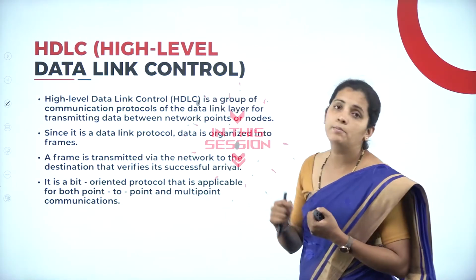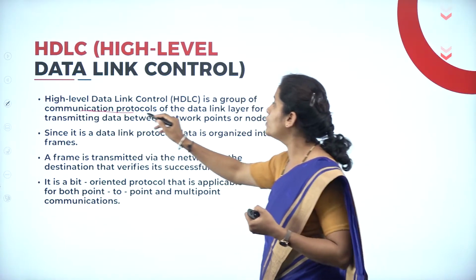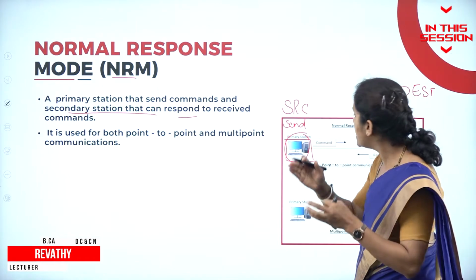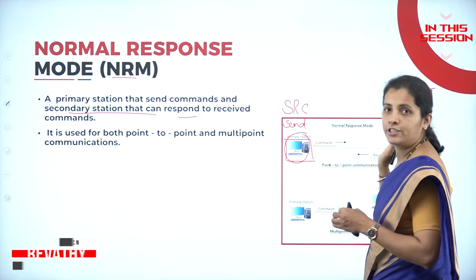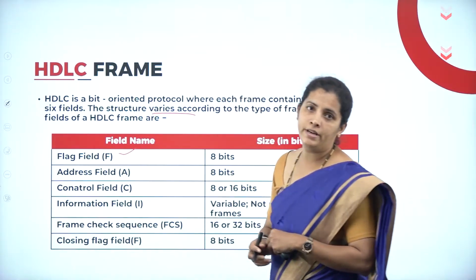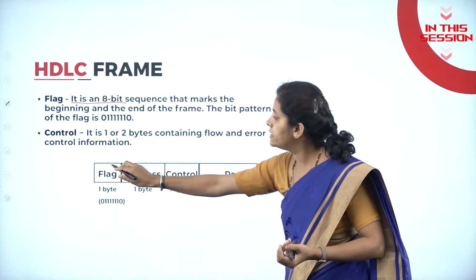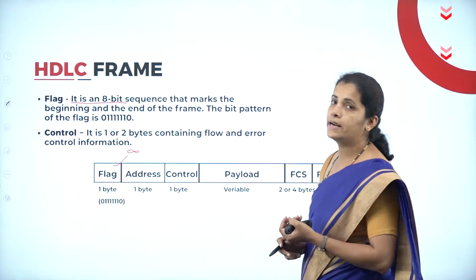HDLC is nothing but a group of communication protocol. Primary station is going to send the command to the secondary station. First one, it is flag field and it is indicated by the letter F. The length of the flag here it is 8 bits, that is 1 byte.